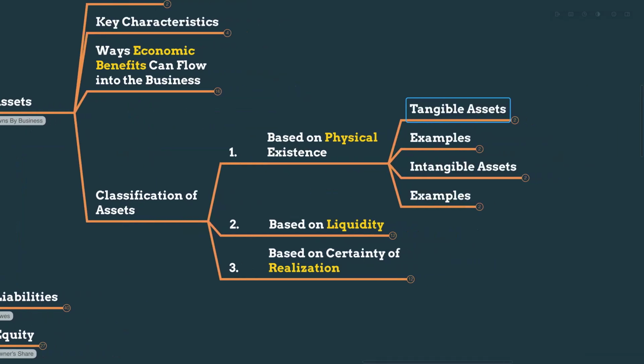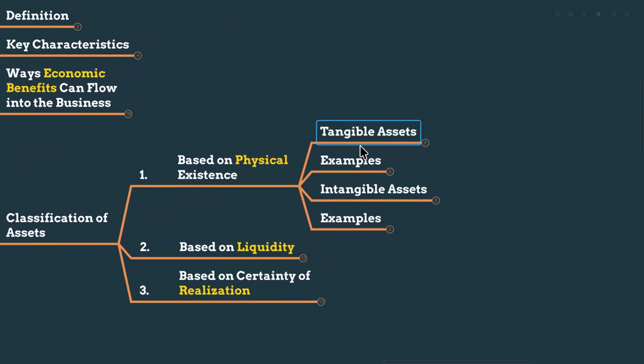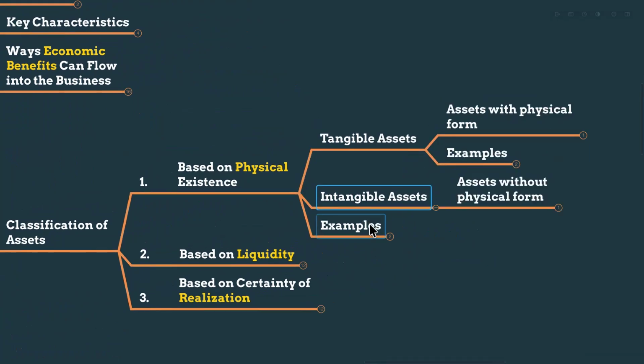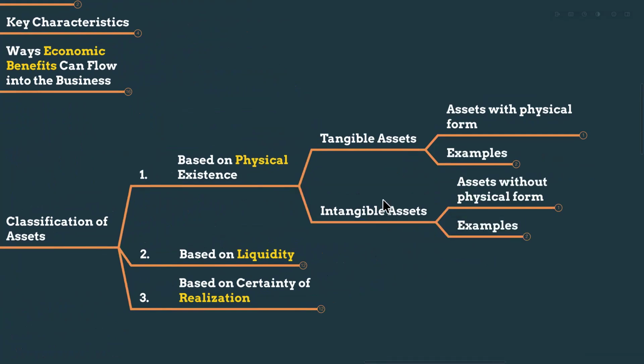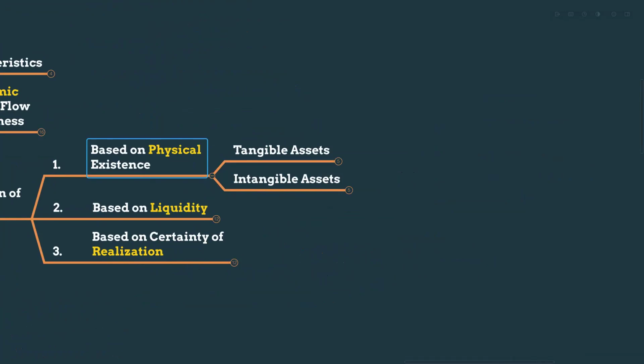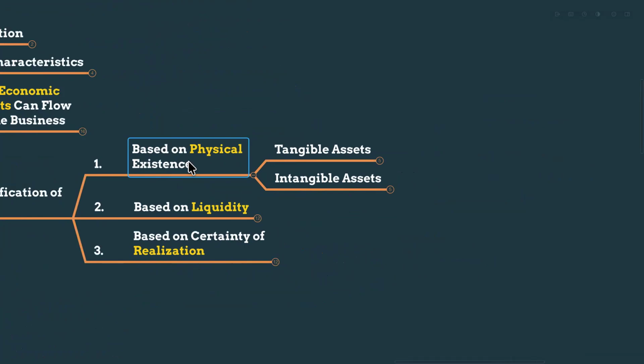Let's talk about the classification based on physical existence. So here, my dears, we are going to have two categories. The first one is tangible assets, and the second one is intangible assets. So these are the two categories under the physical existence classification, right? What's the meaning of physical existence, my dears? Physical existence means you can touch the asset, you can see the asset, you can feel that asset. That is physical existence, right?